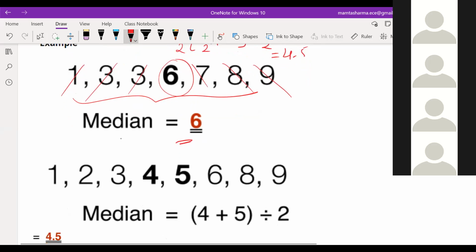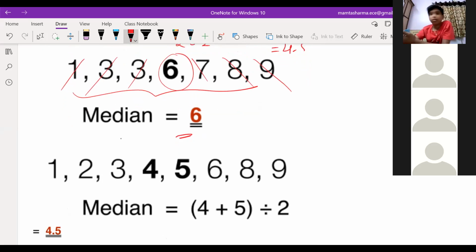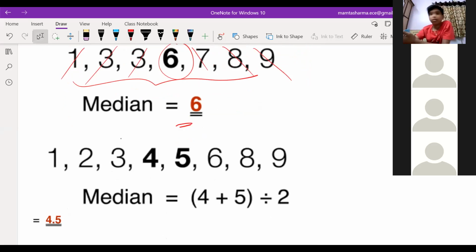Similarly, if the number of observations is odd or even, we will not go for odd or even. Start to cut from both sides. Cut this pair, cut the second last pair, cut the third last pair. Now if two numbers are left, take the mean of those numbers and that would be the median of the observations. Okay, it is clear now.